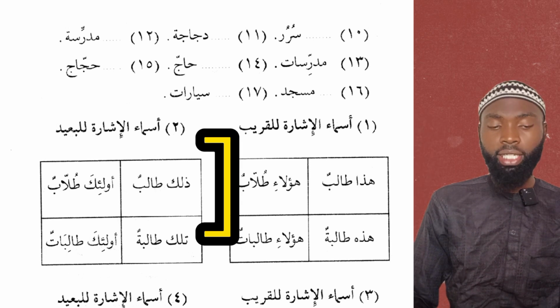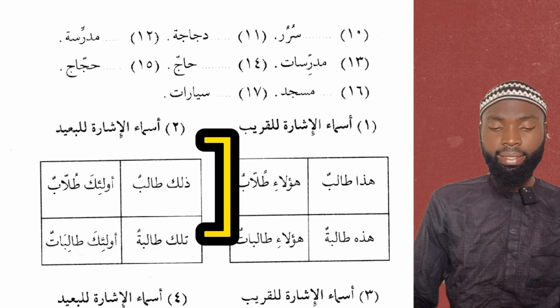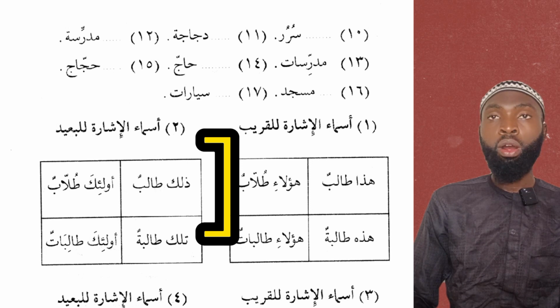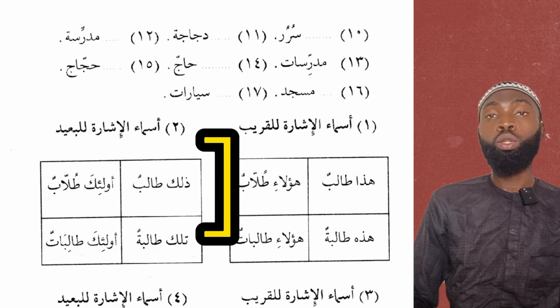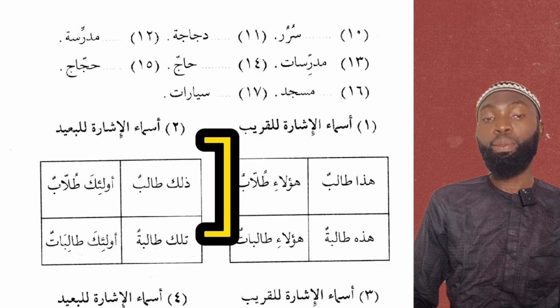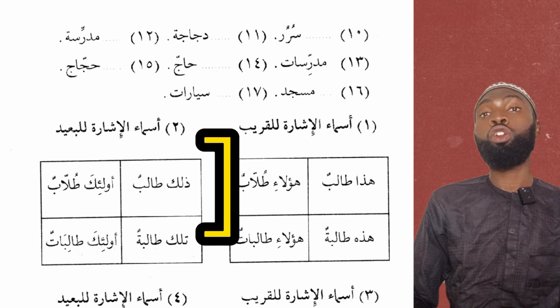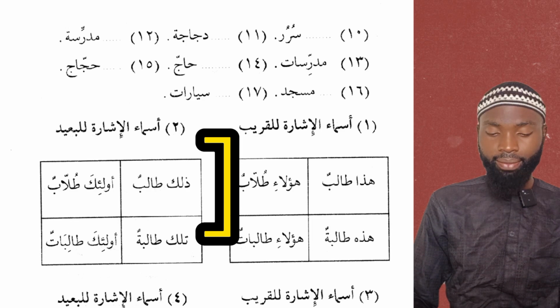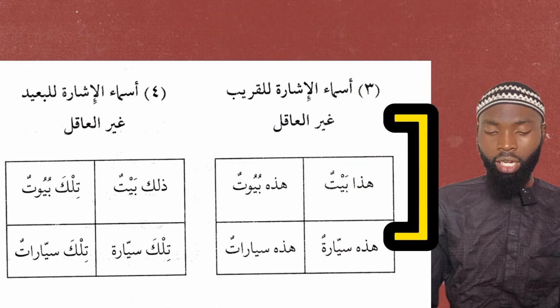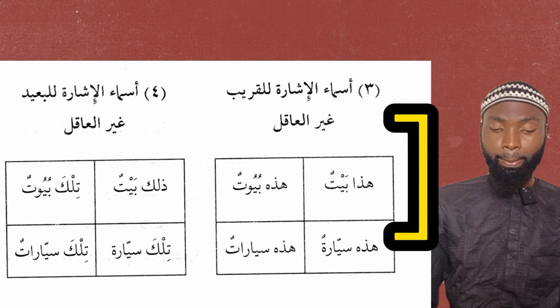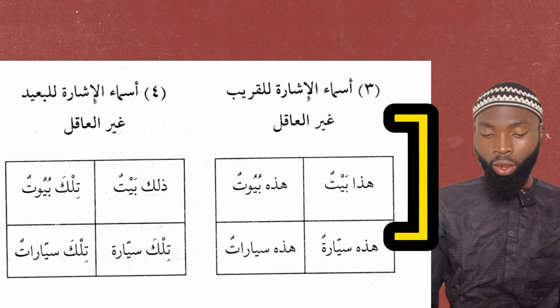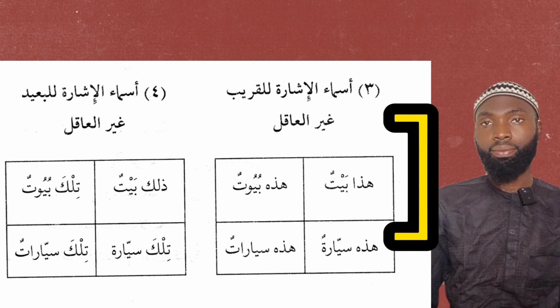Now, "asma'ul ishara lil ba'id al-aqil". Distal demonstrative pronouns for rational nouns. When we have dhalika talibun, that is a student. Ulaika tullabun, those are students. Tilka talibatun, that is a female student. Ulaika talibatun, those are female students. Number 3, "asma'ul ishara lil qarib ghayr al-aqil". Proximal demonstrative pronouns for the irrational nouns.